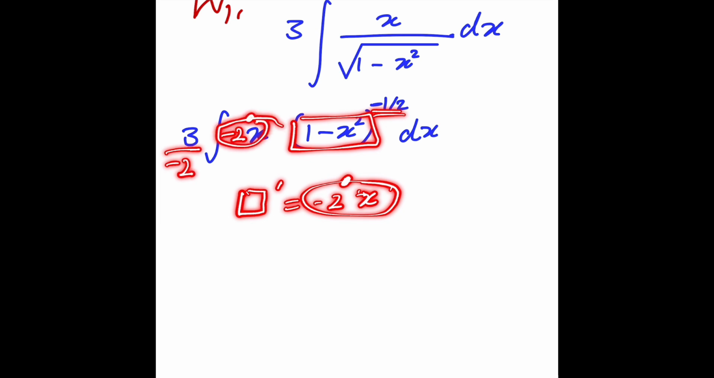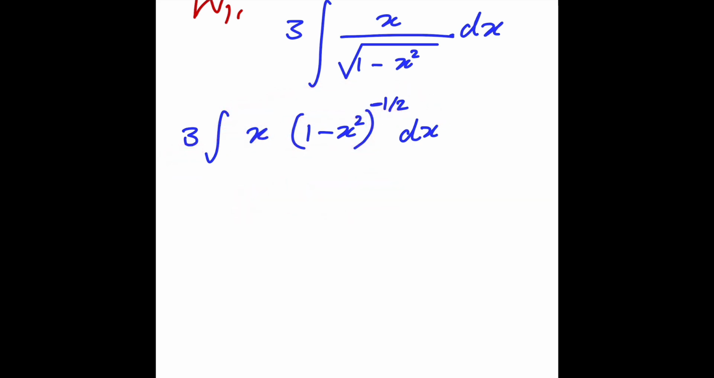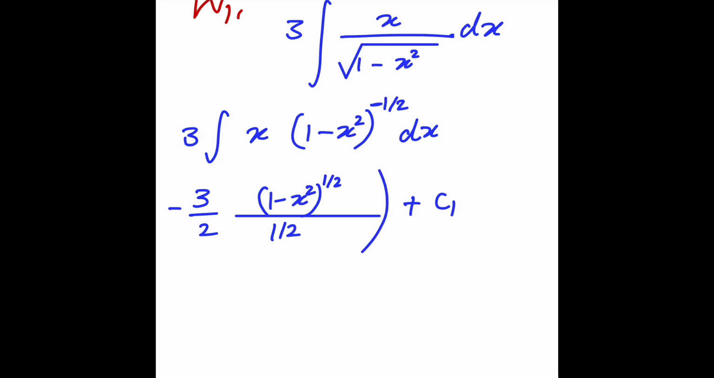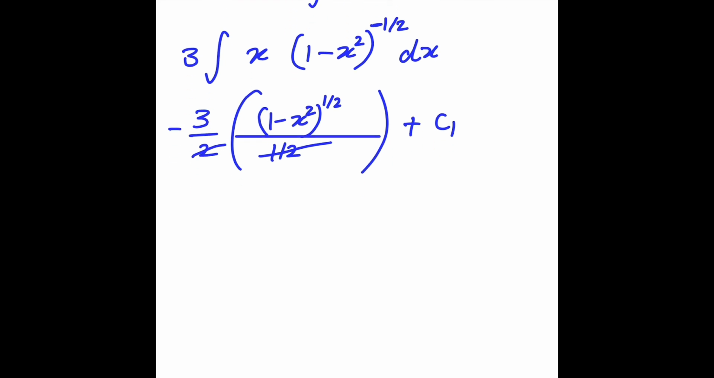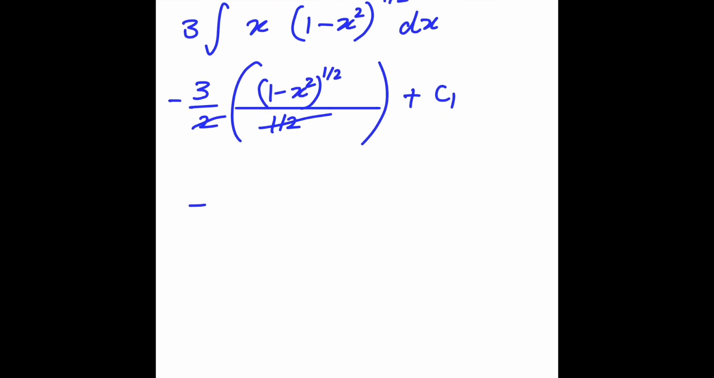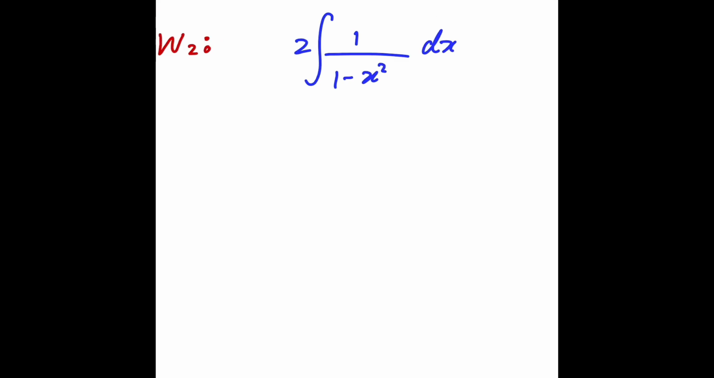Removing these three things, the integral sign, the differentiation of the box, and the dx, we are going to integrate this using the power rule and get the answer as 3 times minus 1 by 2, (1 minus x squared) to the power of 1 by 2, all divided by 1 by 2, plus c1. Simplifying this expression, this 2 and this 2 are going to cancel out. So we are left with the final answer as minus 3 (1 minus x squared) to the power of 1 by 2, plus c1. Now let's integrate this second term as well.